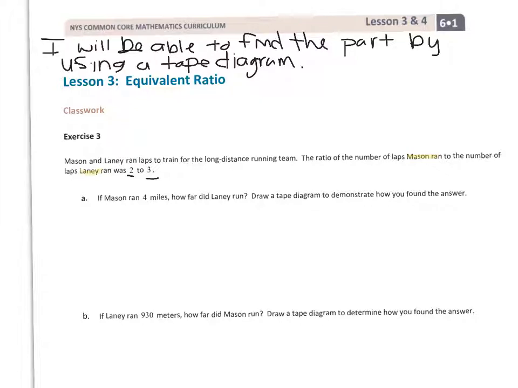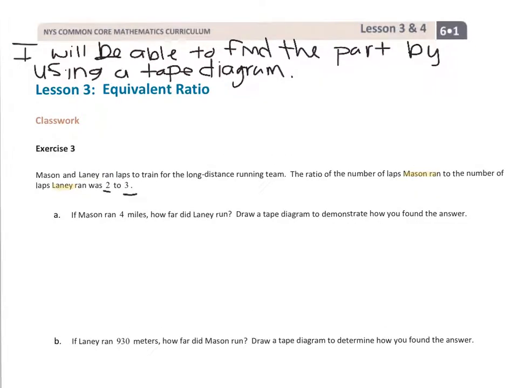Since Mason's name was listed first, the 2 is represented for Mason, and the 3 is representing Lanny, 2 to 3. If Mason ran 4 miles, how far did Lanny run? So I'm going to highlight that 4 miles, and I'm trying to find how far Lanny ran. It says to draw a tape diagram to demonstrate how we found the answer.